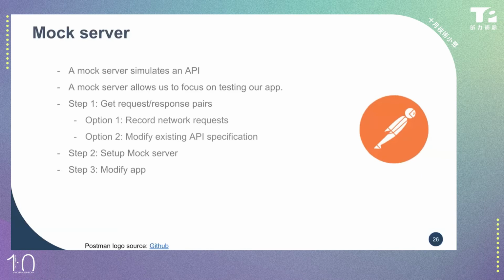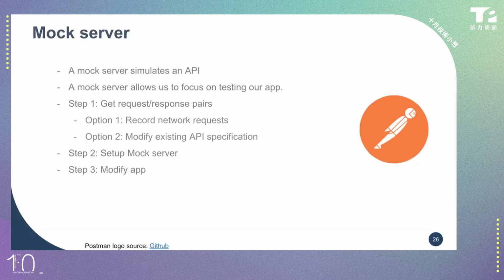Now, there would be a few steps involved in setting up a mock server. We will just go over them briefly, as we don't have a lot of time today. Basically, what you would need to do is get your request response pairs, which would mean that you would record your network requests, or if you have a Swagger file, you could use that. You could just modify it in the way you need it. So you get your request response pairs. You would then set up your mock server. For example, you could do that using Postman, or you could use your own solution.